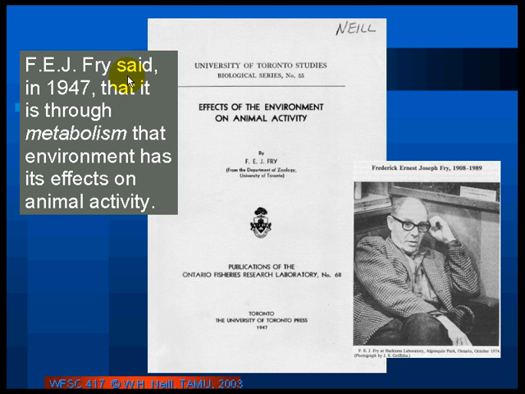This monograph was published in 1947, and in it Fry said that the effects of environment on the animal are through its metabolism. That is, environment affects activities of the organism, activities like growth and locomotion, only through the metabolism. Well, John and I got to thinking about that, and we decided it might be the key to understanding the system, and that's where it all started. Before I talk about where we took that, let me tell you about Fry's ideas.